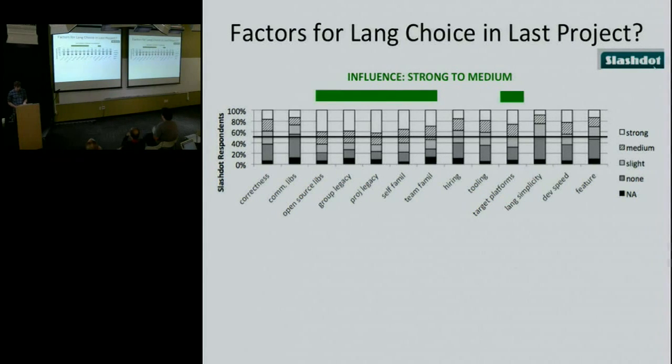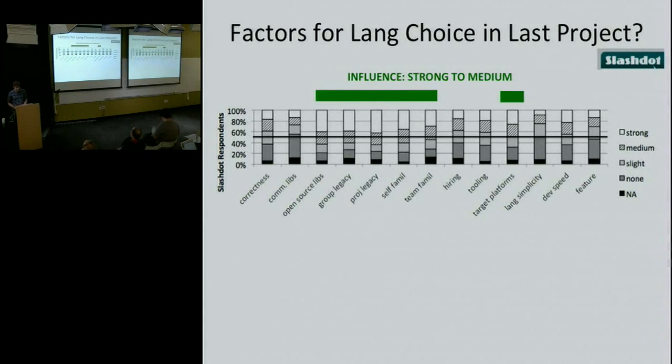And what's really cool is that as we go through all these green bars, for example, self-familiarity, team familiarity, open source libraries, these are all about social properties of a language. This is how other people use the language. It's not just about how fast the language is intrinsically.